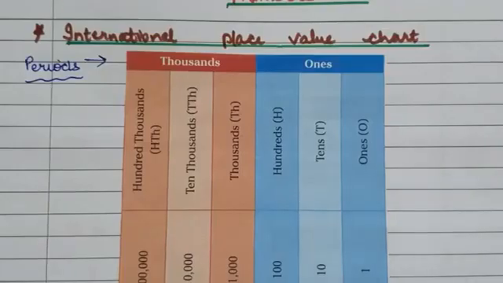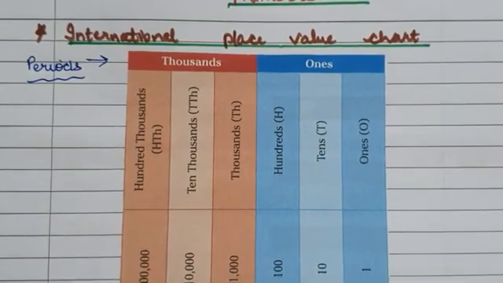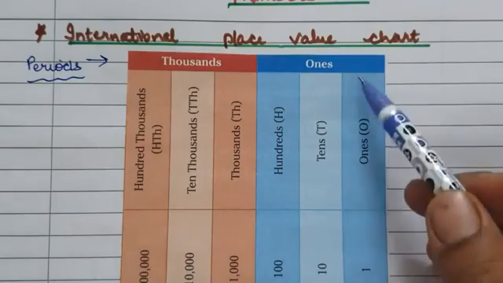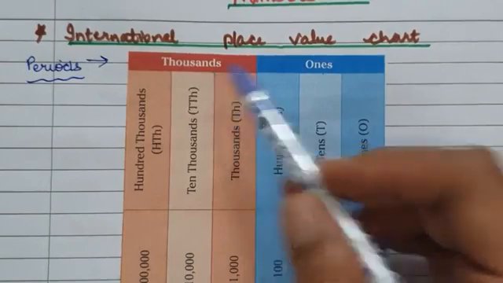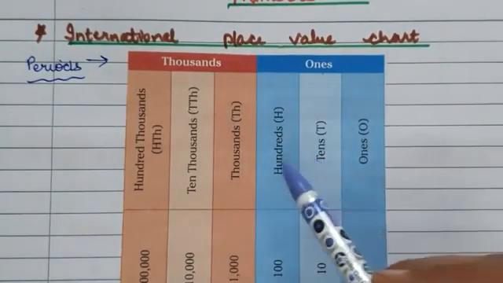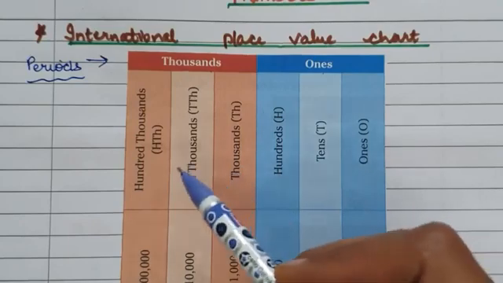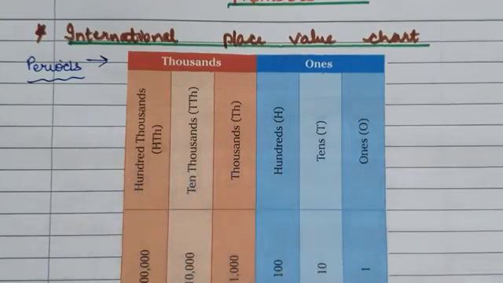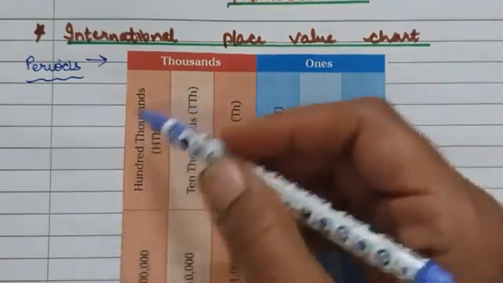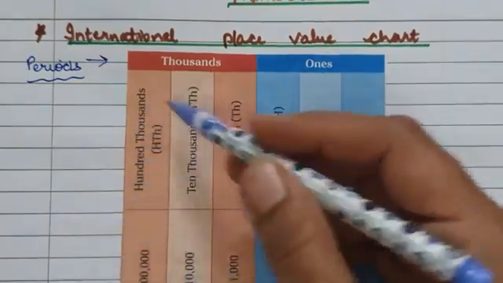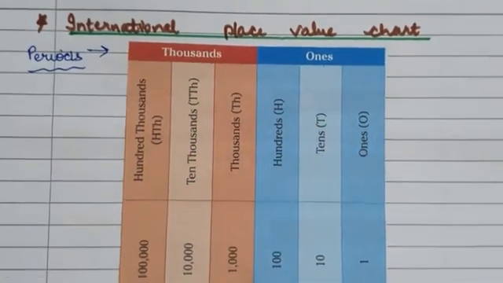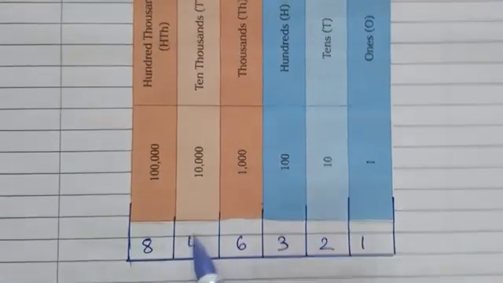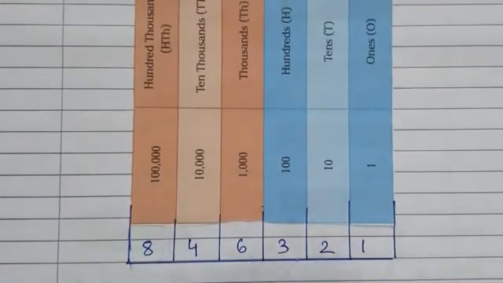0 only. Let us discuss the international place value chart. We are having two periods here, that is the ones period and then the thousands period. Ones, tens, 100, 1000, 10,000, 100,000. So there is a change which you have to keep in your mind. Now suppose the number is given to us. So how will we read it? Let us start.